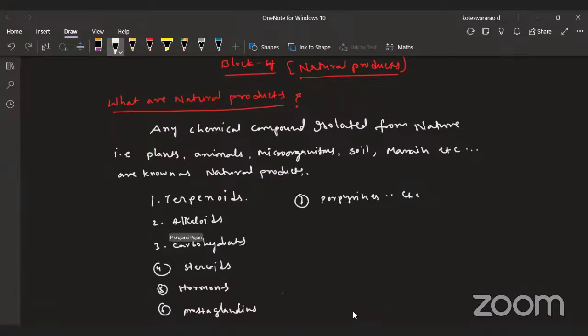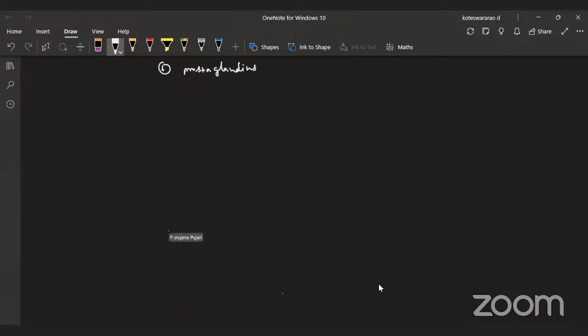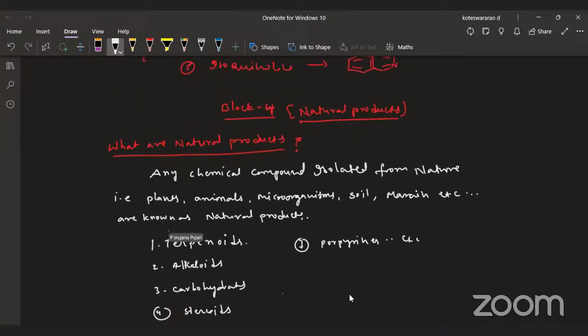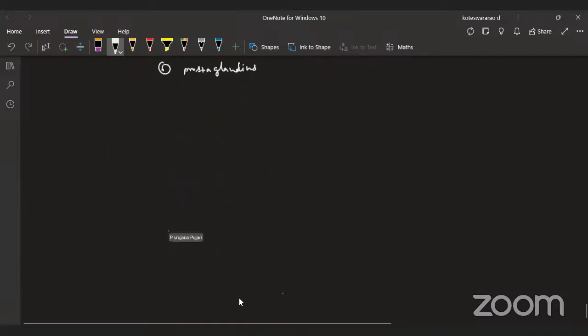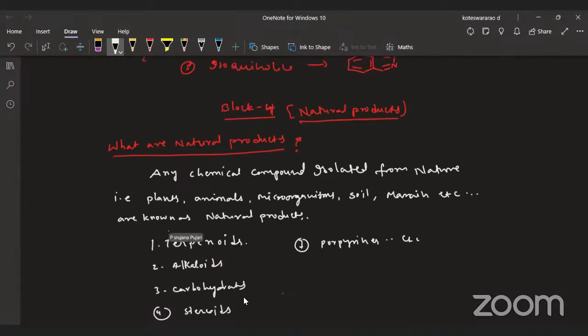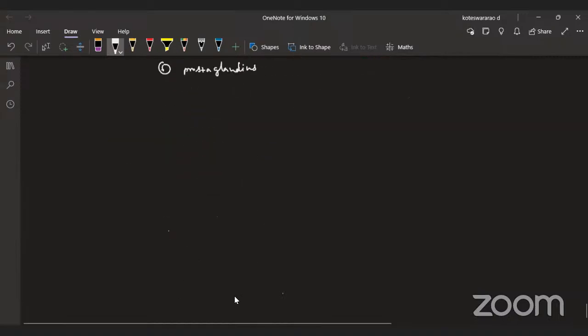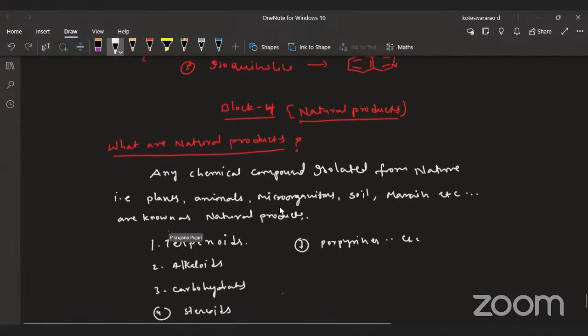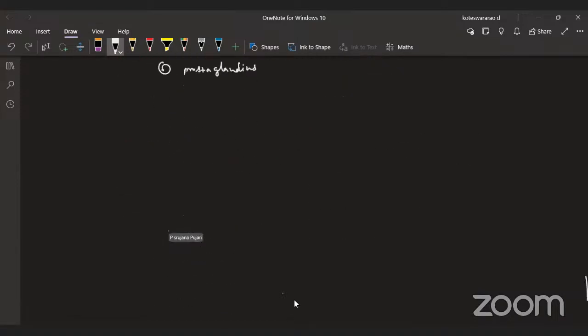Then, how are these natural products classified? Examples of steroids are cholesterol and testosterone. Testosterone is an example of a hormone. Estrogen is also a steroid hormone. Some basic parts of the hormones come from steroids. Whenever we discuss those topics in depth, we can discuss them.